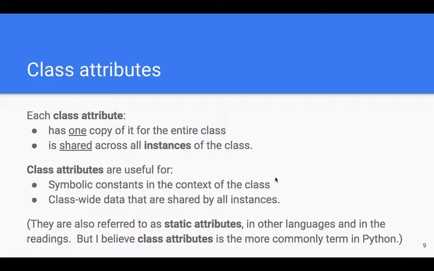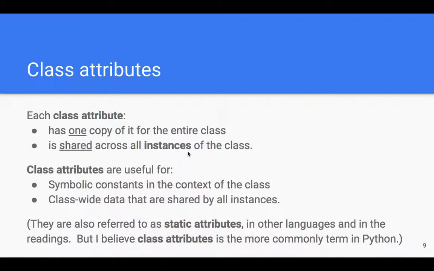Okay, so just a formal definition of class attributes and what they're used for. First, for each class attribute, there is only one copy of it for the entire class. So in other words, they are shared by all instances of the class, right? Each instance of the class does not have its own copy of the class attribute. They all just share the same copy.